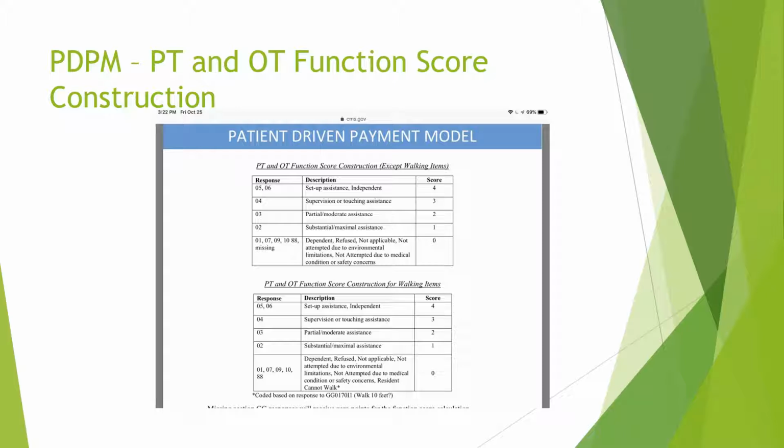So here's the function score construction based on the OT and PT. The top half of this picture here shows the non-walking items, and then the bottom half shows the walking items. So you're scoring them 4 through 0 based on whether they're independent, need supervision, partial moderate assistance, substantial maximal assistance, or they're dependent, refused, not applicable, not attempted due to environmental limitations, safety concerns, something along those lines. So it puts those classifications based on the score that's written on that right-hand side.